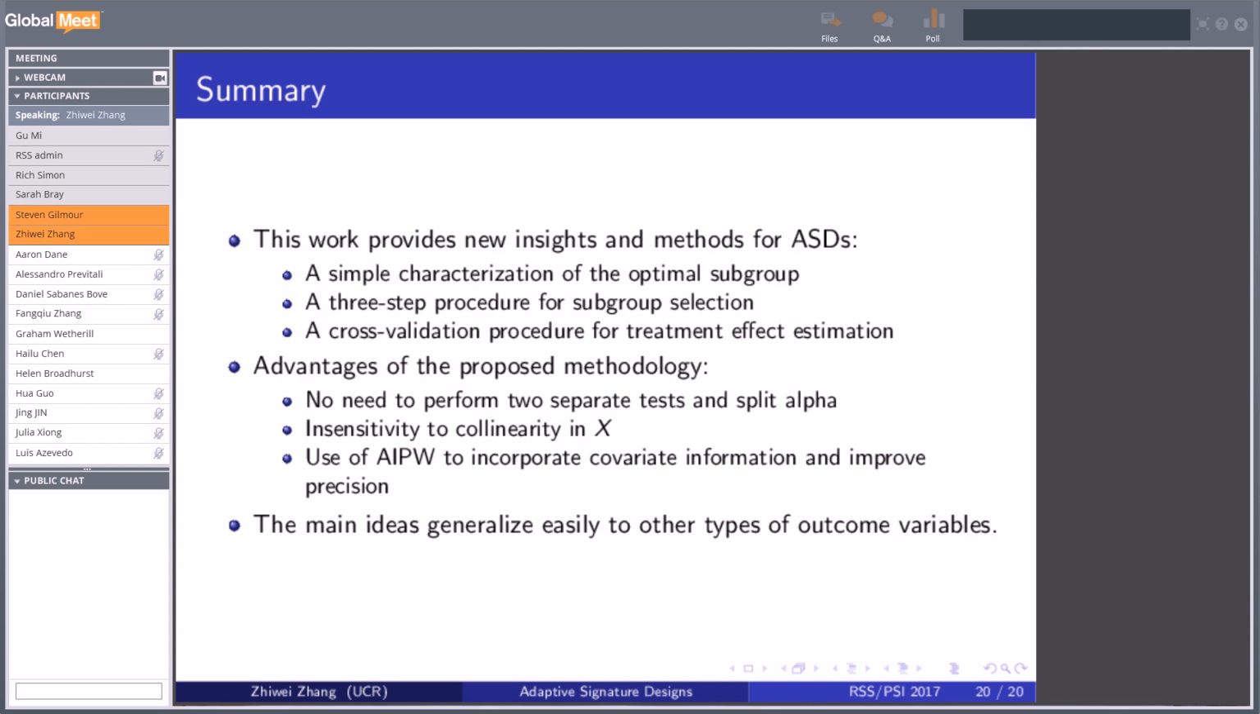The proposed approach has several advantages. First, we don't need to perform 2 separate tests and split alpha. Second, we don't need to worry about collinearity in X because we only need the predicted values. Our approach is also able to incorporate covariate information and improve precision using an AIPW estimator. Although we have focused on a binary outcome in this talk, the main ideas generalize easily to other types of outcome variables.